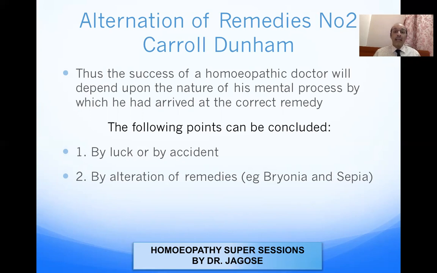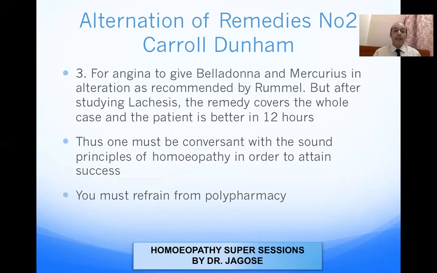Or secondly, by using alternation of remedies, for example, Bryonia and Sepia. In this chapter an example is given of a case of Bryonia and Sepia. For angina, Belladonna and Mercurius in alternation were recommended by Rummel. So Rummel advised that in the case of angina, you can alternate Belladonna and Mercurius. But after studying Lachesis, the remedy covered the whole case and the patient was better in 12 hours.